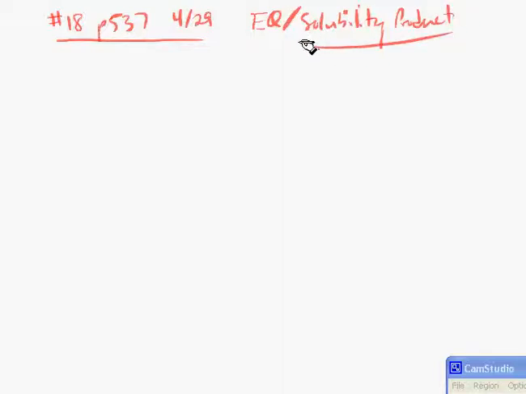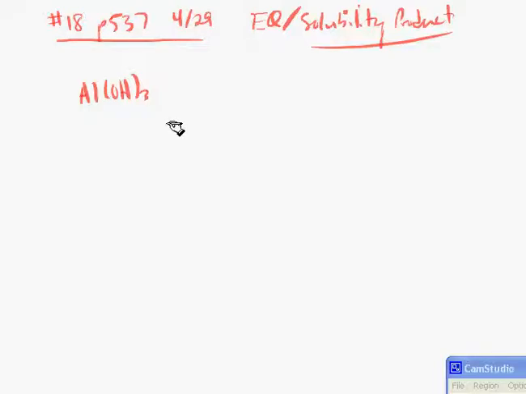Okay, so number 18, aluminum hydroxide, which is Al(OH)3, is used to waterproof fabrics. If the OH minus concentration is that, what is the concentration of Al3 plus? See table 14 for the KSP of Al(OH)3.